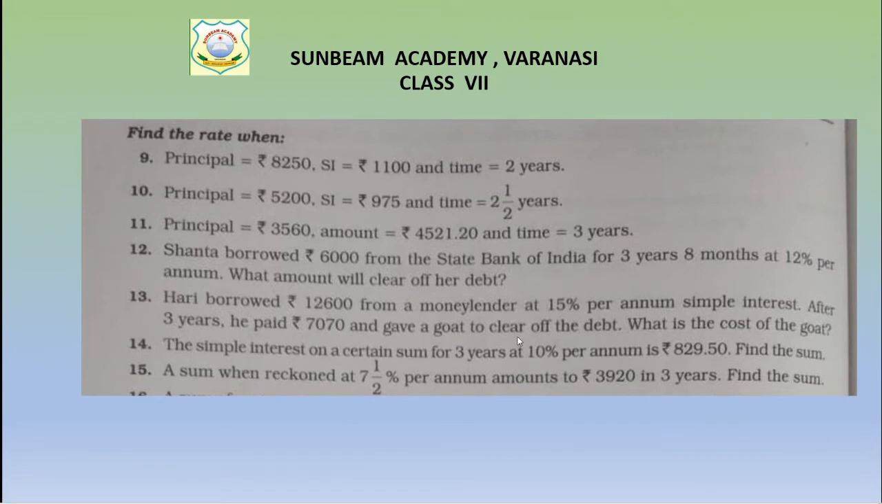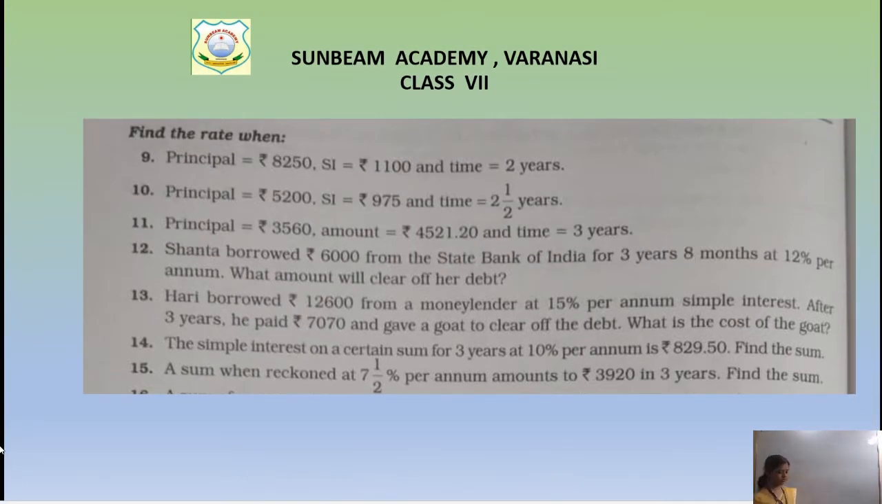Now children, quickly start writing the given question parts. Shanta borrowed 6,000. So this one is the principal money. Question number 12 we are solving. So given, she borrowed how much? 6,000 money. Then at 12% per annum. So rate is 12% per annum. Time is 3 years 8 months.